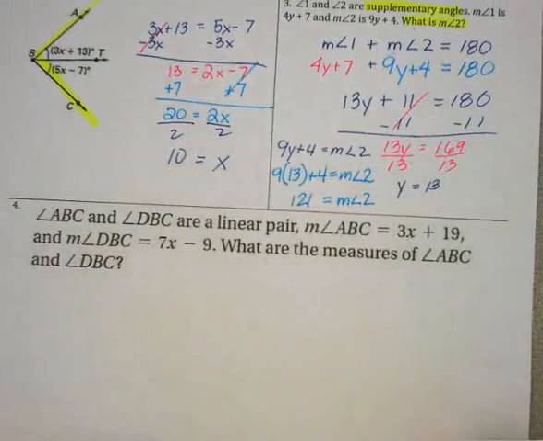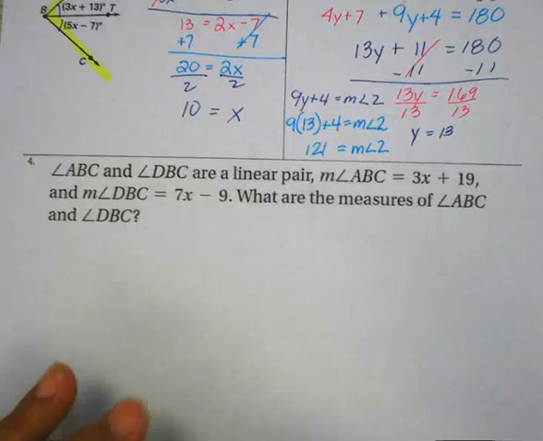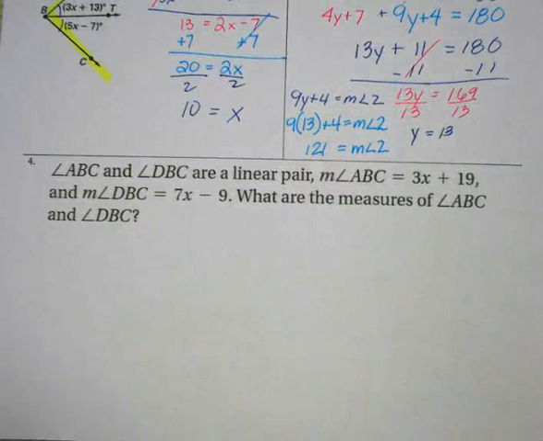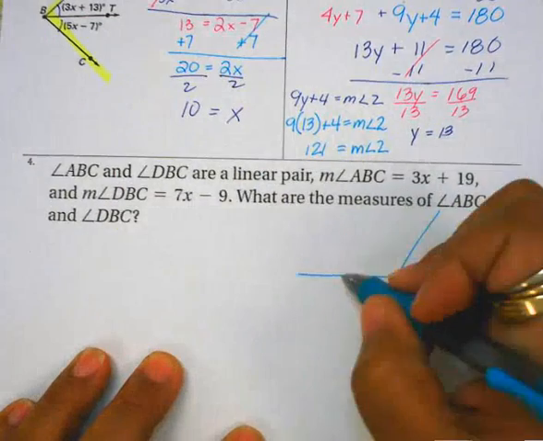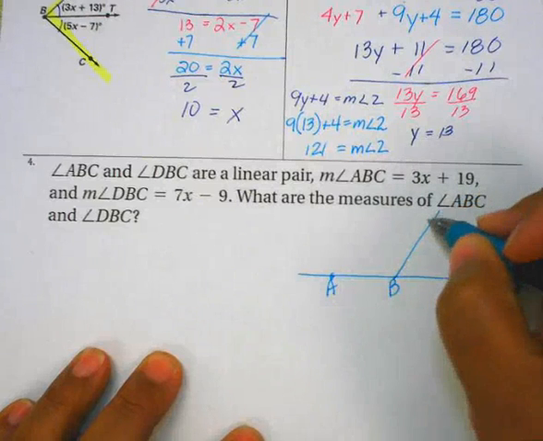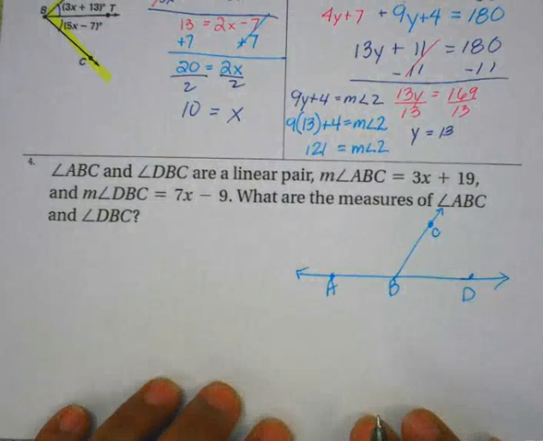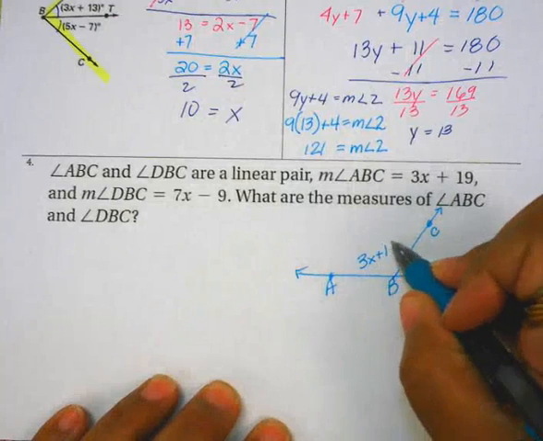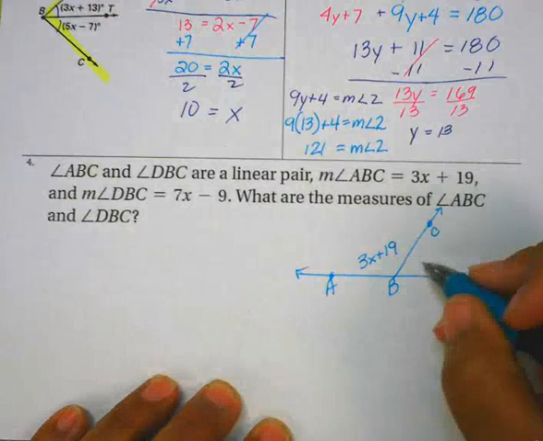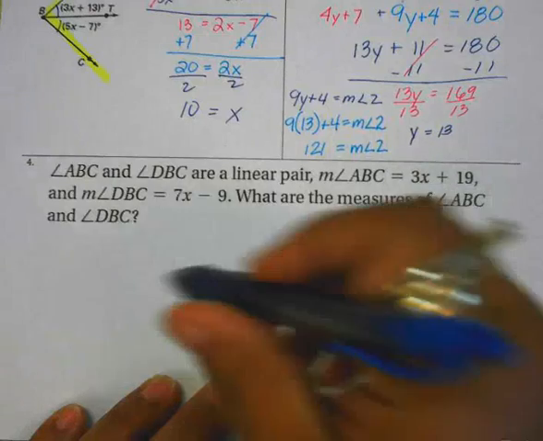Okay, and our last one, number 4, reads, angle ABC and angle DBC are a linear pair. So if you draw a diagram, and we know that they're a linear pair, ABC and DBC, they are a linear pair. You see how I drew the diagram. The measure of ABC is 3x plus 19, and the measure of DBC is 7x minus 9. What are the measures of each of those angles, angle ABC and DBC?